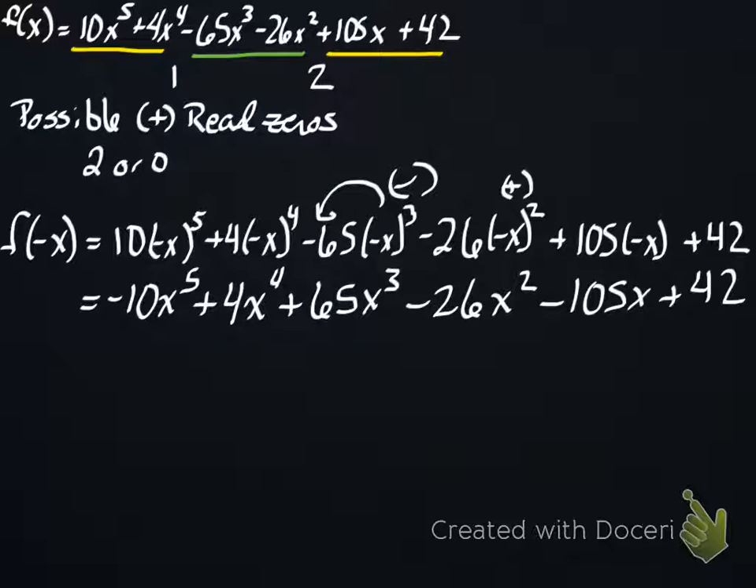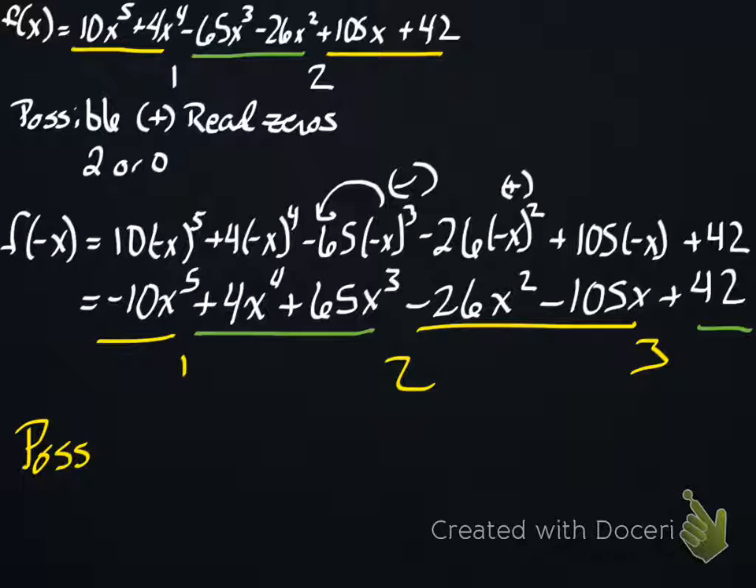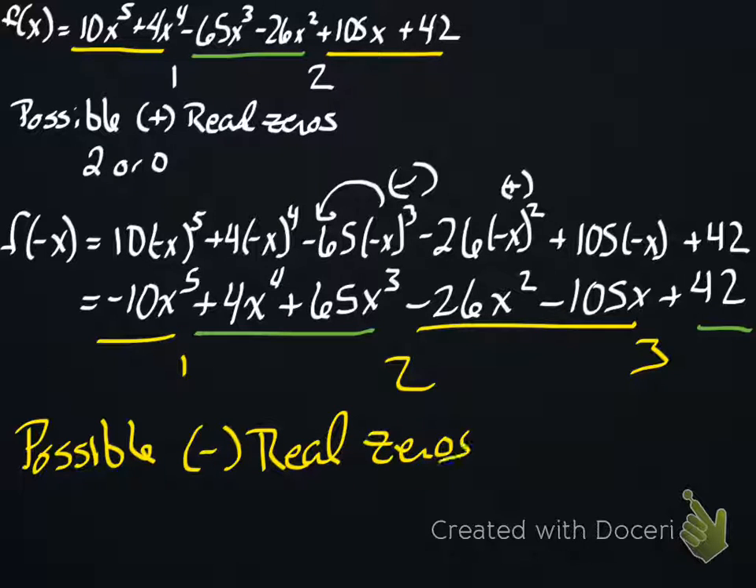So let's now go back and count our sign changes. So we're negative for the first one, and then I'm positive for the next two, negative for the next two, and positive for the last one. So how many sign changes did I have? 3. 1, 2, 3. So my possible negative real zeros are 3 or 1.